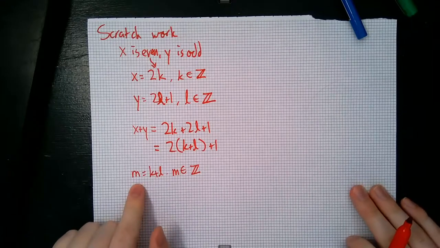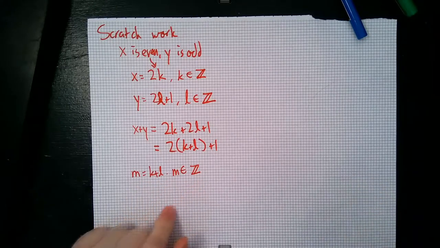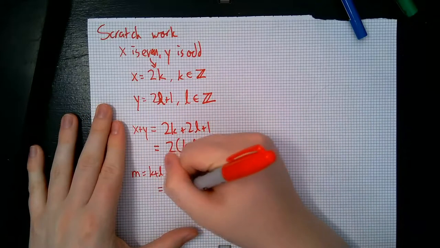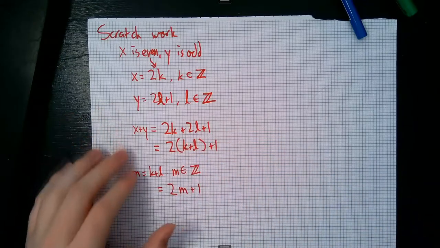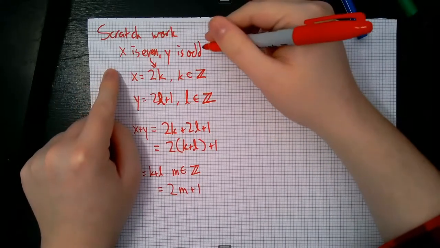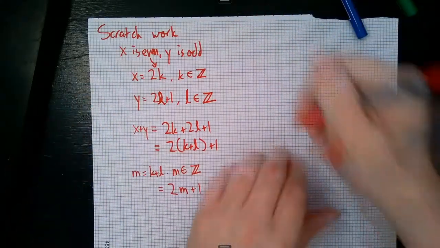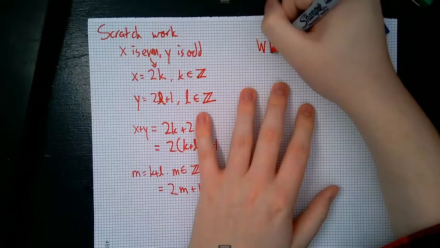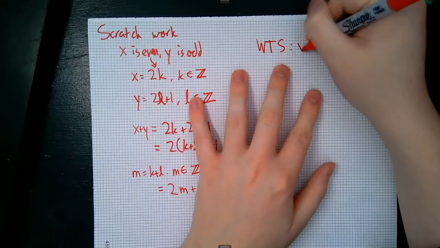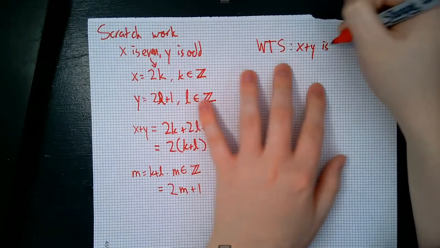Basically, though, we have m equals k plus l, and m is an integer, so we have that x plus y equals 2m plus 1. Now, something else that's really useful in our scratch work is the conditions we need to satisfy the theorem. We've already assumed x is even and y is odd, so we want to show, that's what WTS means, x plus y is odd.